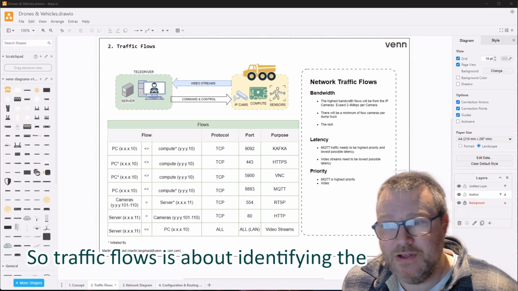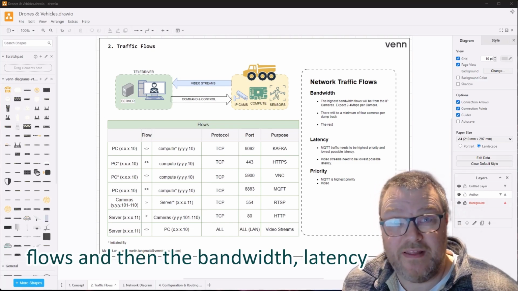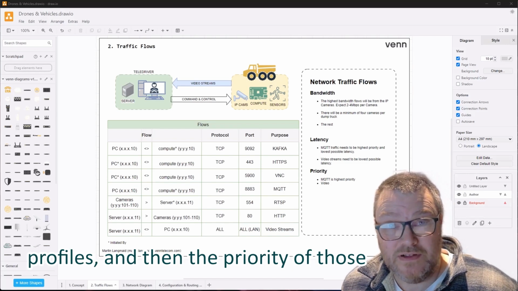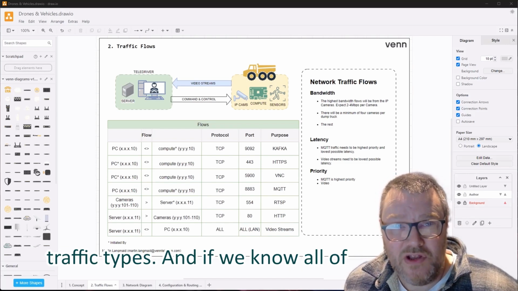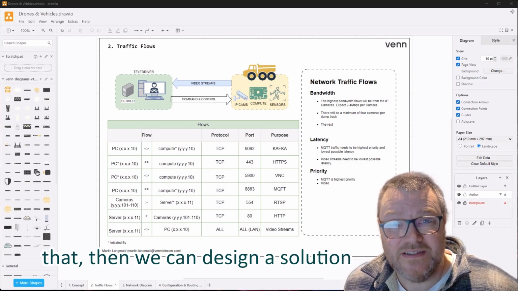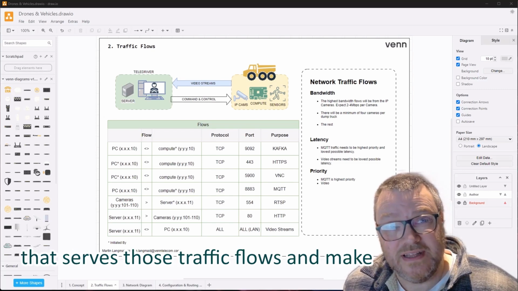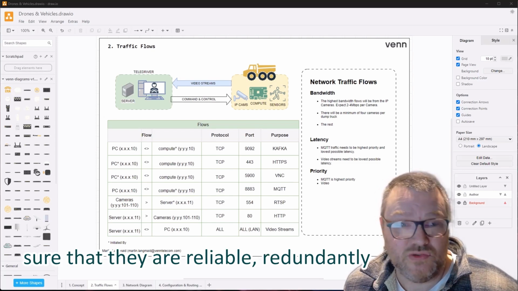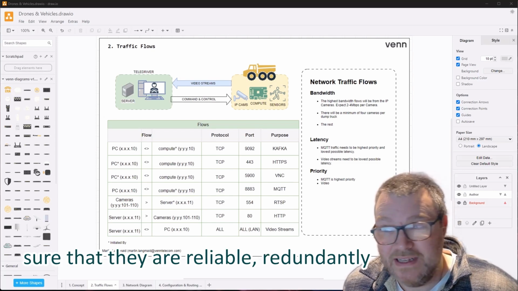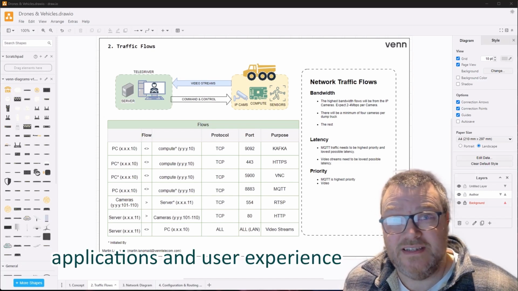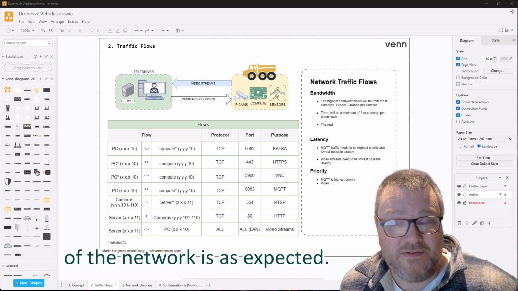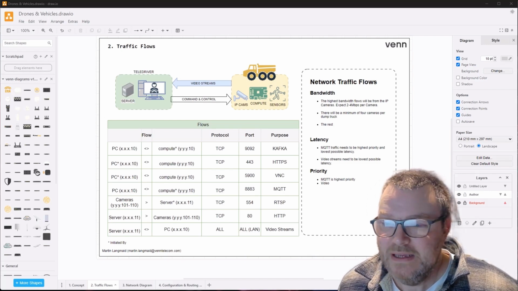So traffic flows is about identifying the flows and then the bandwidth, latency profiles, and then the priority of those traffic types. And if we know all of that, then we can design a solution that serves those traffic flows and make sure that they are reliable, redundantly delivered to the endpoints, and that the applications and user experience of the network is as expected.